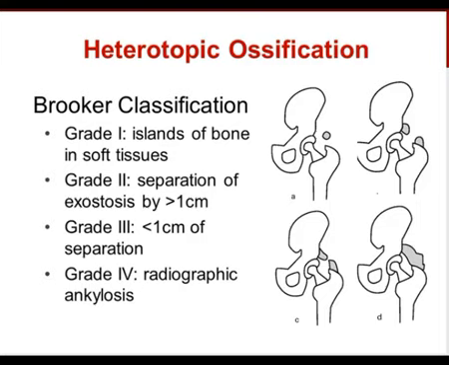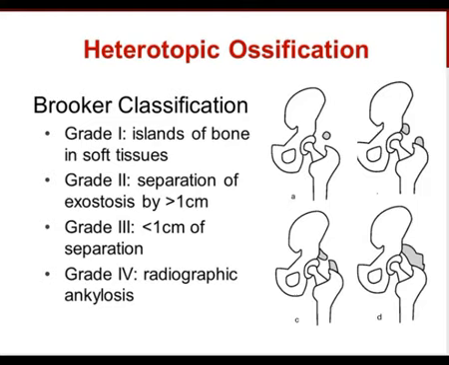I don't think it's necessarily important that you memorize the particulars of this classification, but you should understand that grade 4 means severe ossification to the point of ankylosis, and grade 1 is the more mild heterotopic ossification that we may see that really does not limit range of motion or cause other problems.